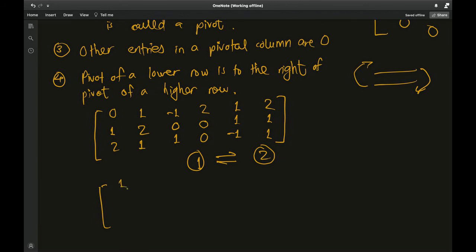And we'll have 1 0 2. This entire row will go on top. 2 1 1, 0 negative 1 1, 0 2 0, 1 1 negative 1, 1 2 1.